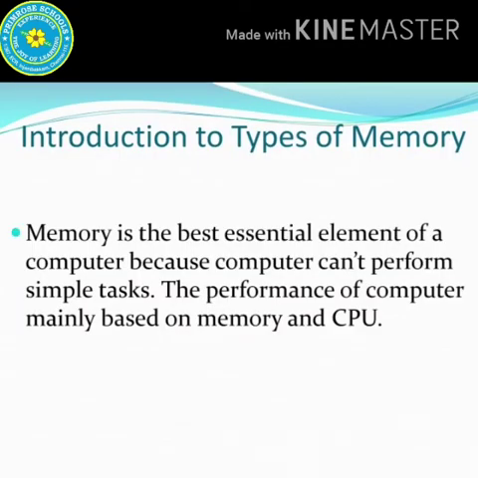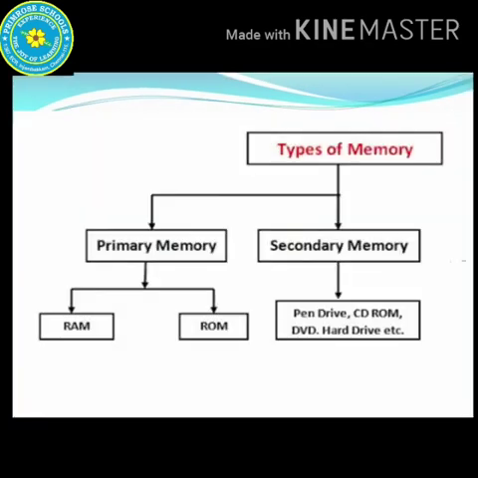Introduction to types of memory. Memory is the most essential element of a computer because a computer can't perform simple tasks without it. The performance of a computer is mainly based on CPU and memory. There are two types of memory. The memory capacity determines how much data and instructions can be stored in the computer, either temporarily or permanently.